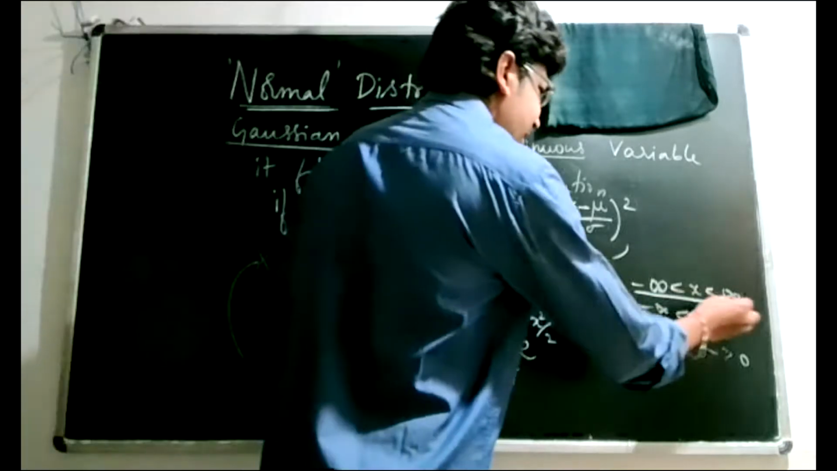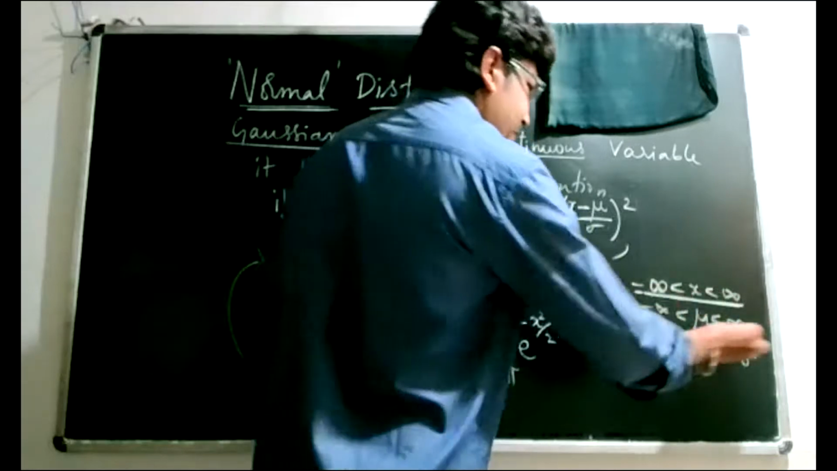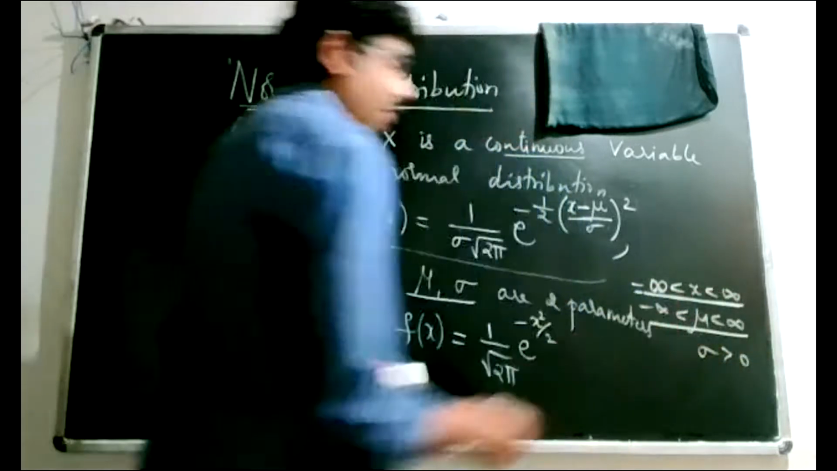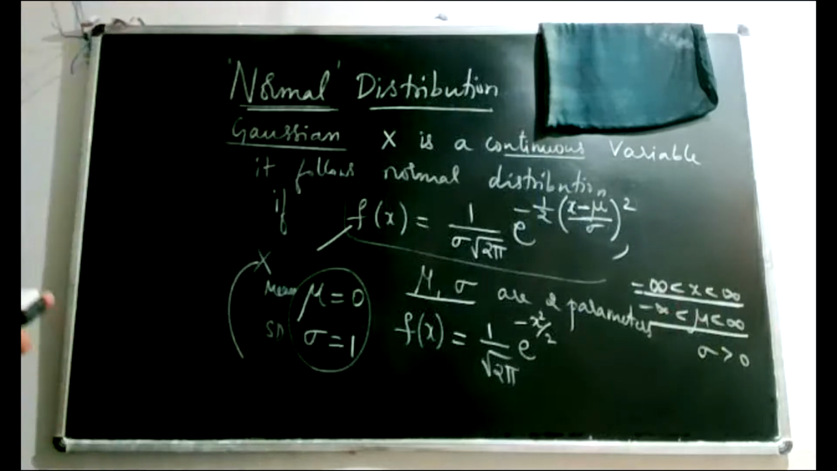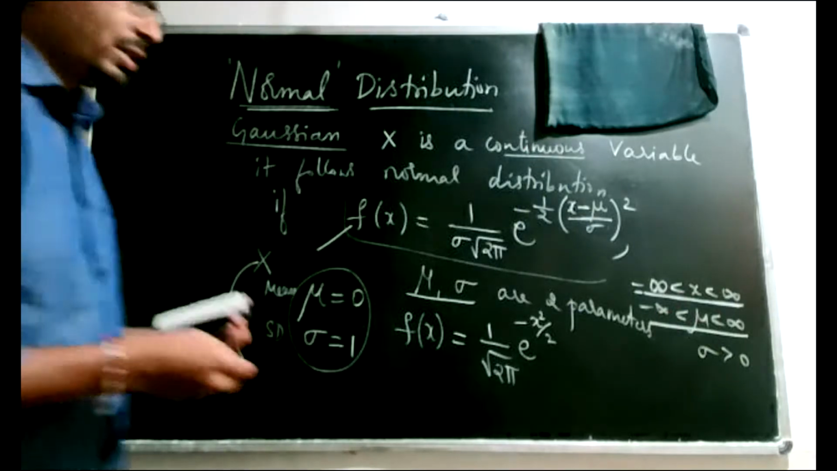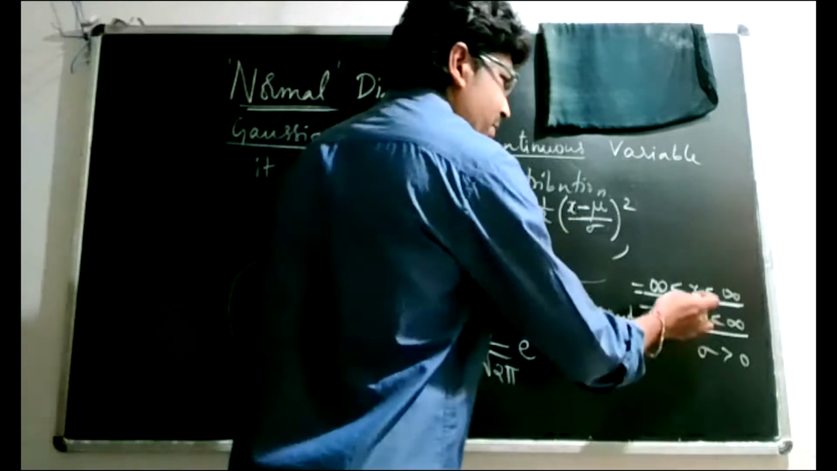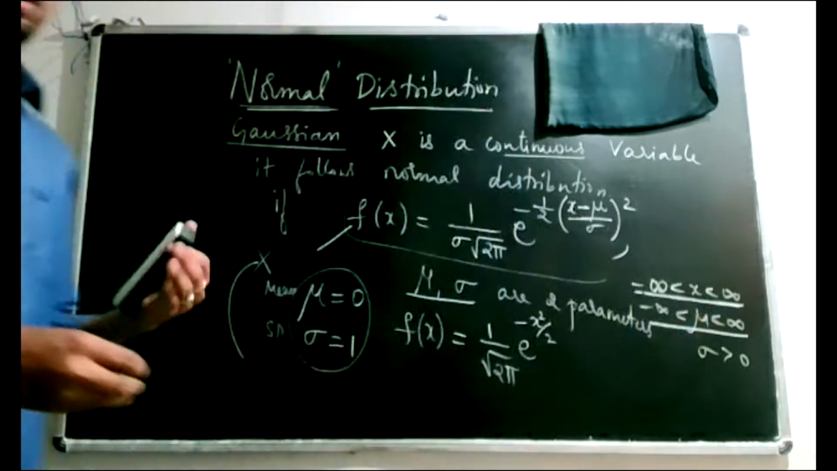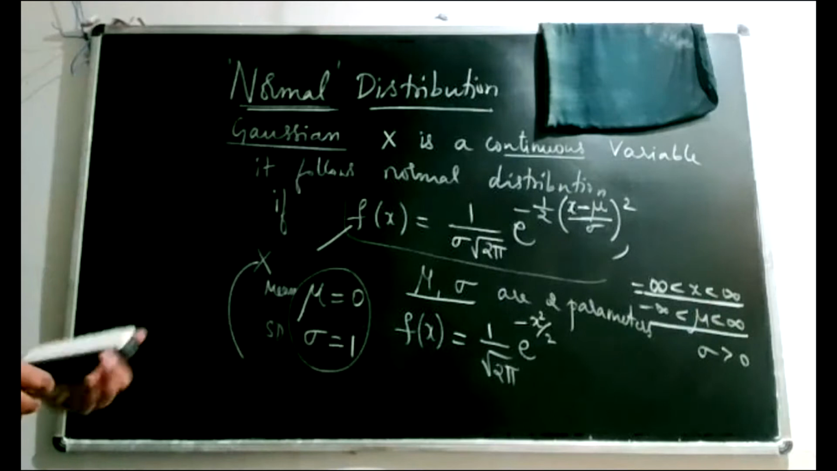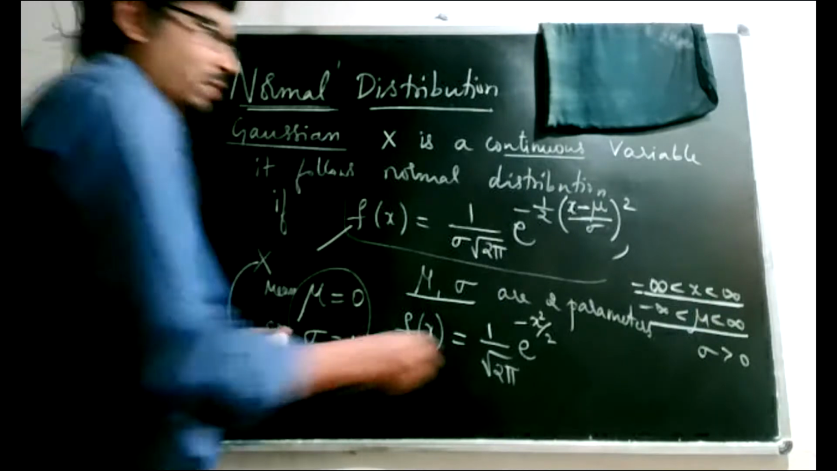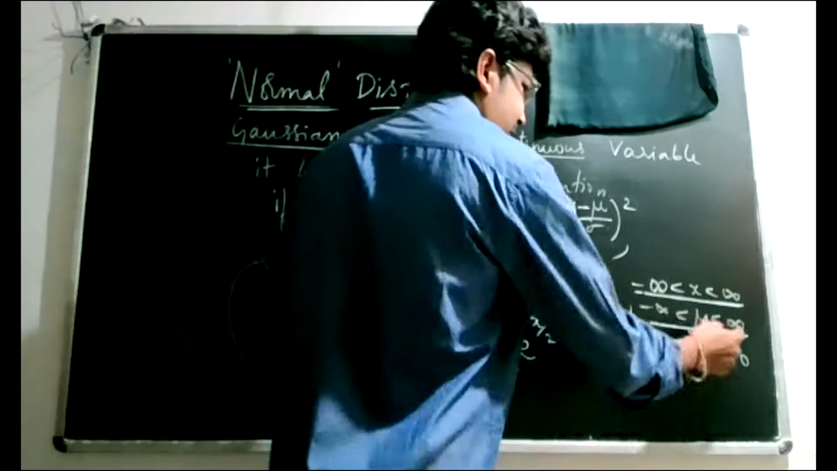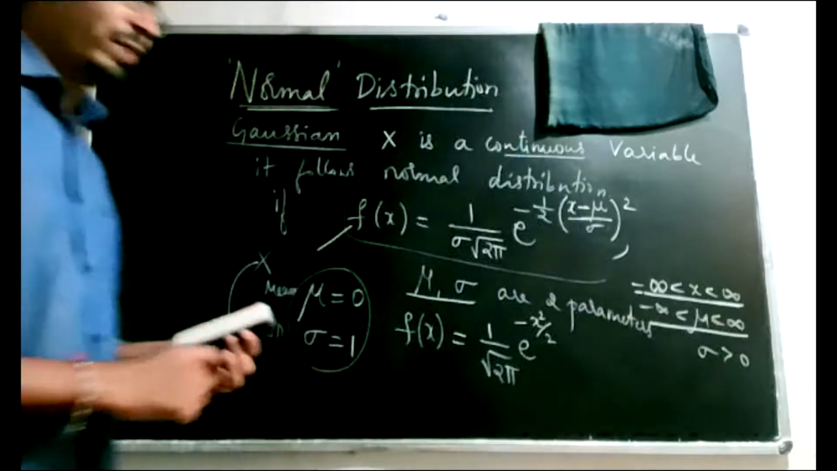Now, since x takes negative as well as positive values, and the mean is a measure based on all possible values of x, the mean also behaves similarly to x. Therefore, your mean could also be negative as well as positive. So it also takes the range minus infinity to infinity.